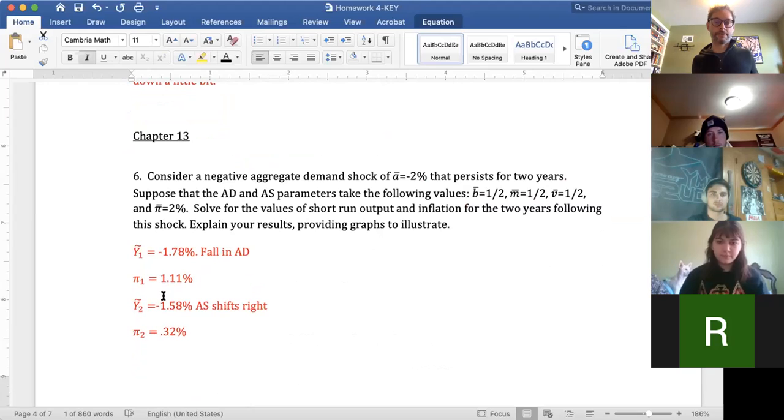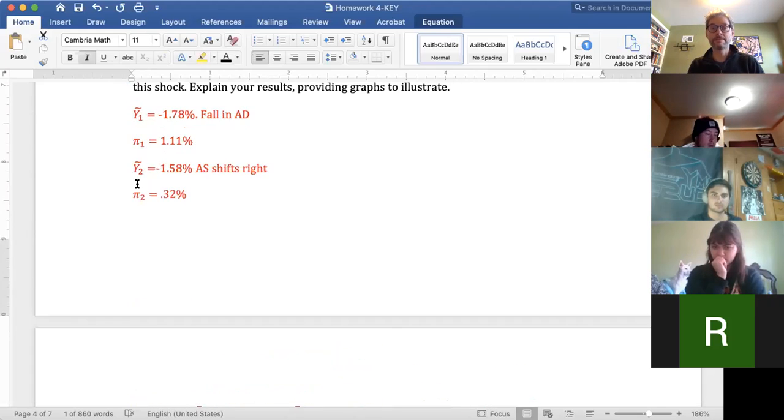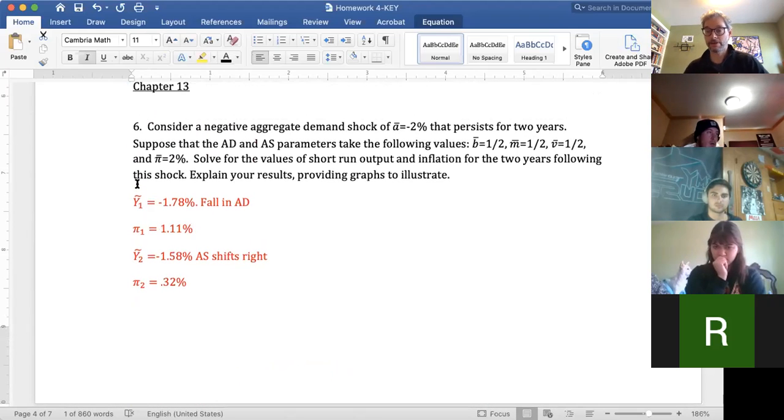Okay, questions number 6 or 7. This one was a little bit harder. Here, I'm asking you to do algebraically what we did in class, where you have an aggregate demand shock that lasts for 2 periods, then figure out what happens to output, and then figure out what happens to inflation. Now, what do you have here? You have an aggregate demand equation and an aggregate supply equation, and you have 2 unknowns, short-run output and inflation. So this is essentially an algebra problem. 2 equations, 2 unknowns. Solve it.